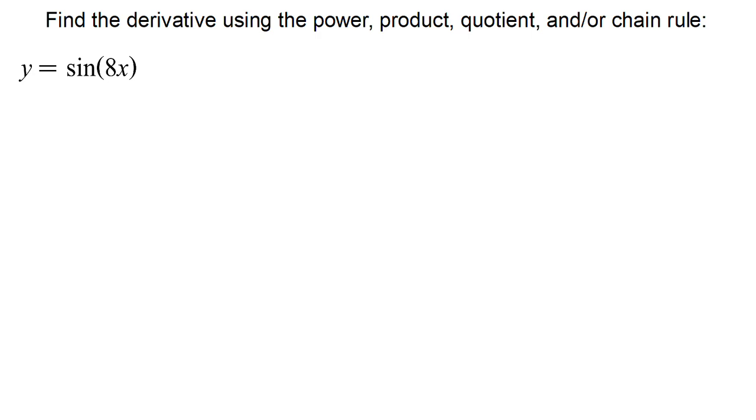Going to walk through the problems from the power, product, quotient, and chain rule with trig functions homework. So this first one here that we're looking at is finding the derivative of y equals the sine of 8x. Because we have a function, 8x, that is composed within a secondary function, sine, we're going to rewrite this as y equals the sine of u, where u is equal to 8x. And now we can find the derivative of y with respect to x using the chain rule.